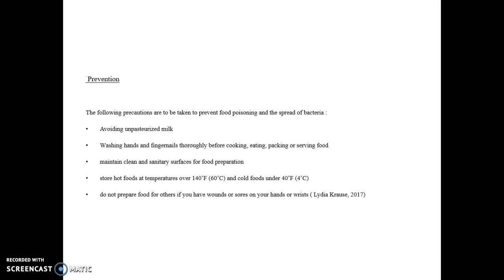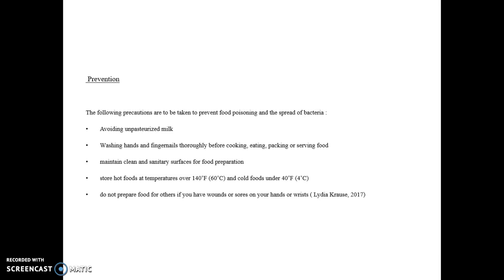Certain precautionary measures can be taken, such as avoiding consuming unpasteurized milk, washing the hands and fingernails thoroughly before cooking, eating, packing, or even serving food, and maintaining clean and sanitary conditions for food preparation. Hot foods should be stored at over 60 degrees Celsius, and cold foods at around 4 degrees Celsius to cool the foods.